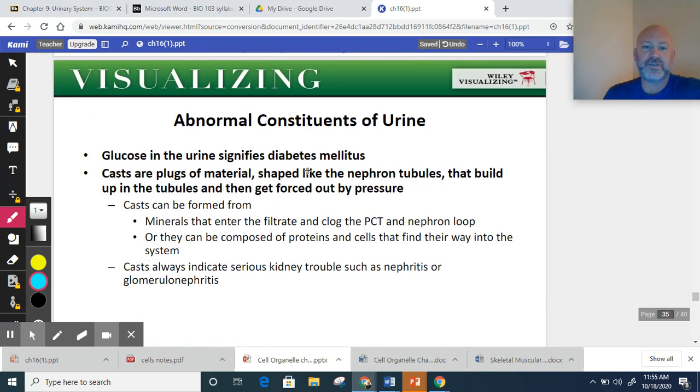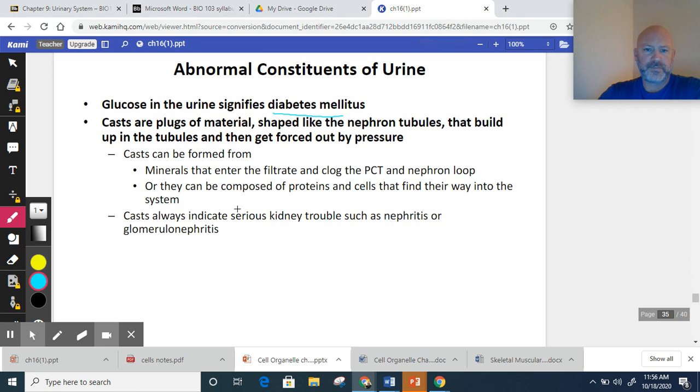Glucose, again, if it's in your urine, it'll cause your urine to smell sweet, and that's another sign of diabetes. Casts are any small plugs of materials that might be shaped like the nephron tubules that build up in the tubules and then get forced out. They're usually in the form of minerals, but they clog the PCTs and the other loops.